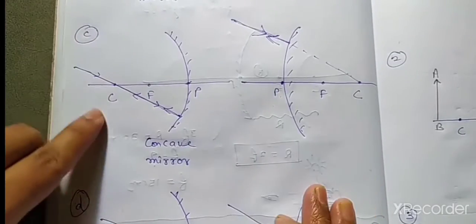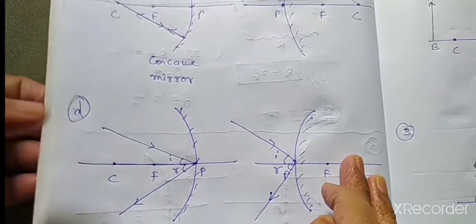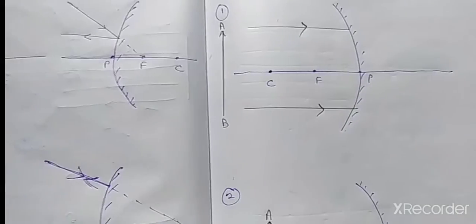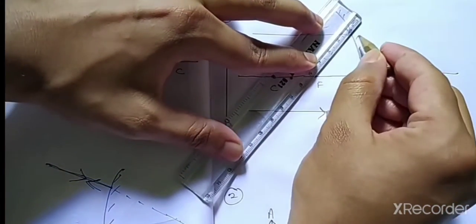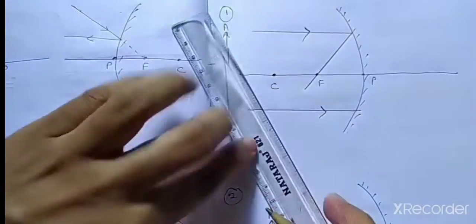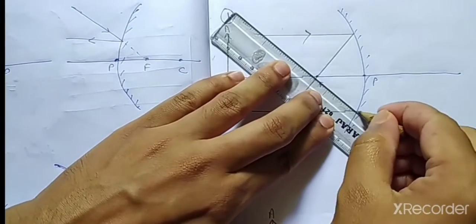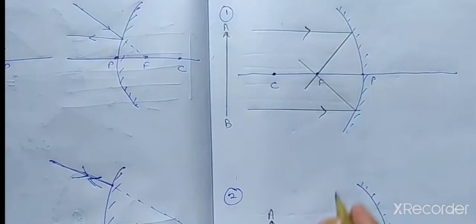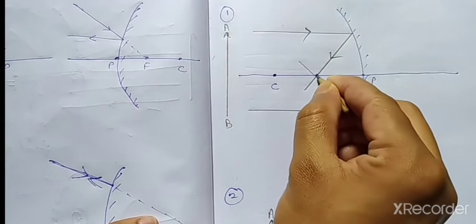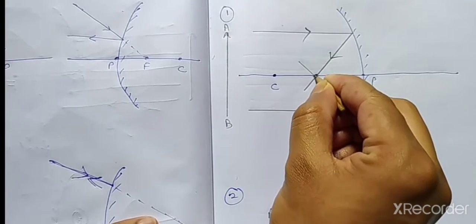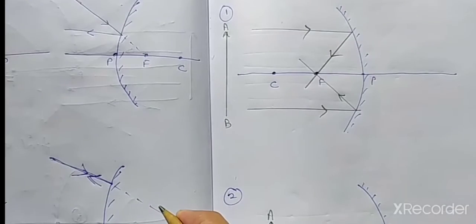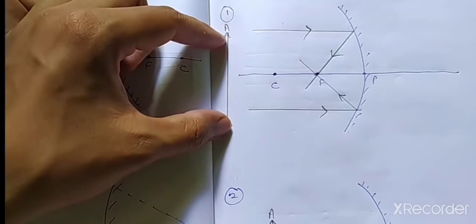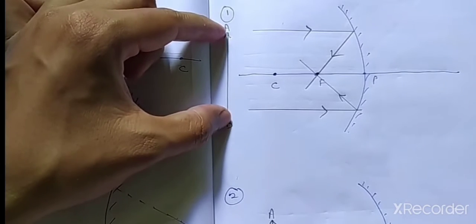image. The image is formed on the focus. First the rays come parallel, and the image is formed on the focus, and it is inverted and highly diminished. The image is inverted and highly diminished.